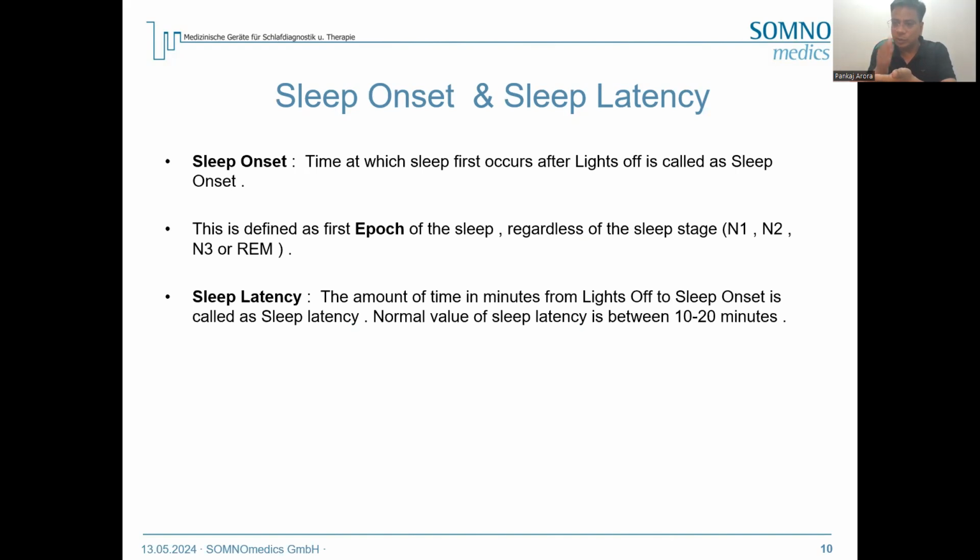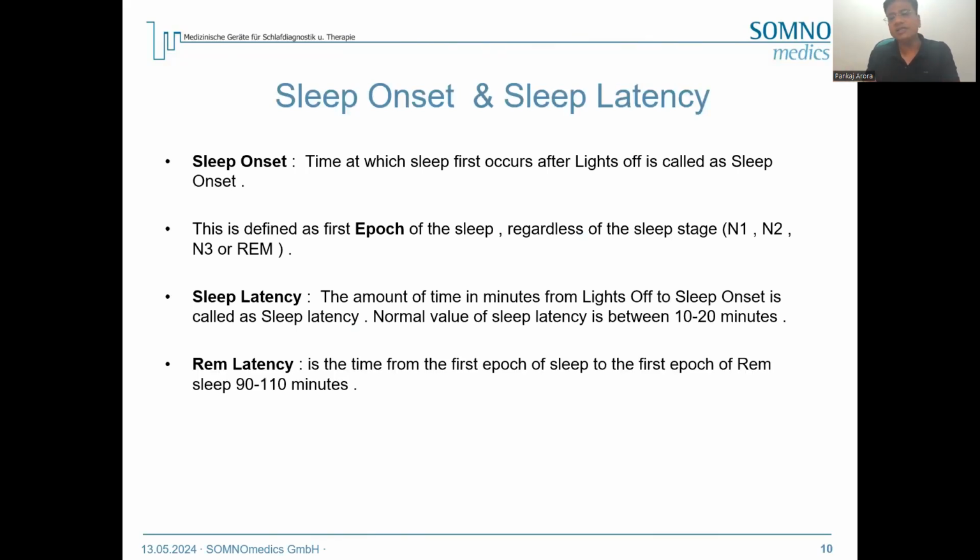How much time it took from the lights off to the first epoch of sleep is called sleep latency. And 9:20 p.m. is called sleep onset. So sleep onset is the time where the first epoch of sleep comes, and how much time it took from the lights off to the first stage of sleep is called sleep latency.